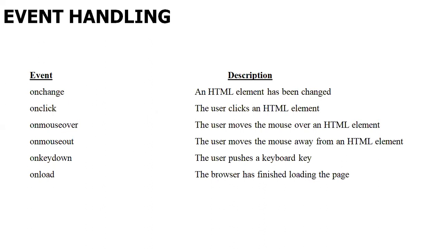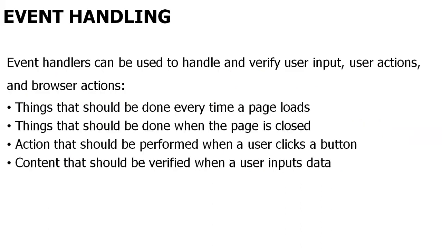What events are available? Onchange: the HTML element has been changed. Onclick: the user clicks the HTML element. Onmouseover: the user moves the mouse over the HTML element. Onmouseout: the user moves the mouse away from the HTML element. Onkeydown: the user pushes a keyboard key. Onload: the browser has finished loading the page.